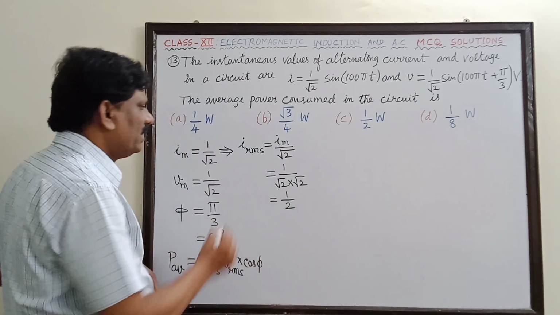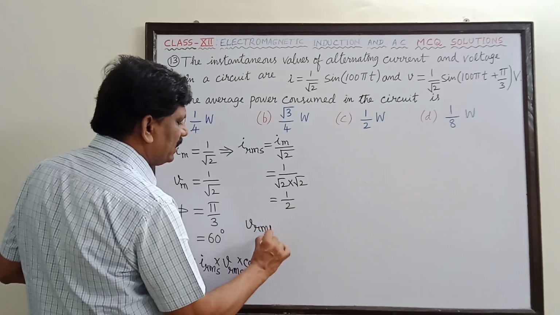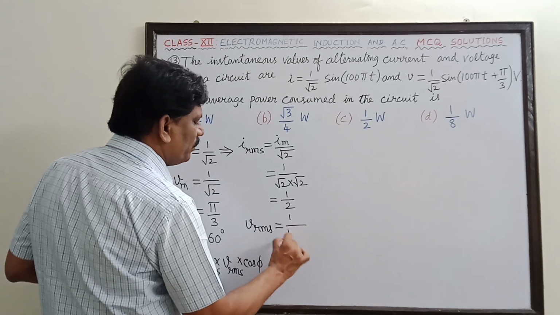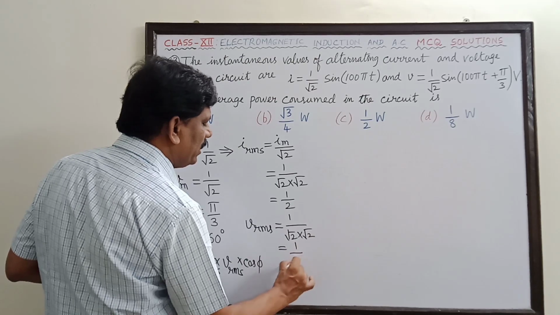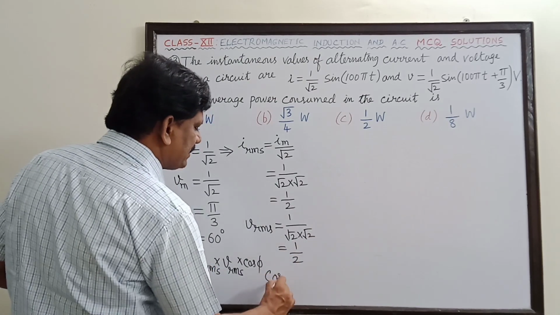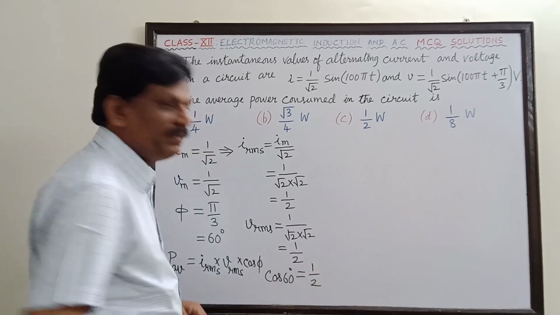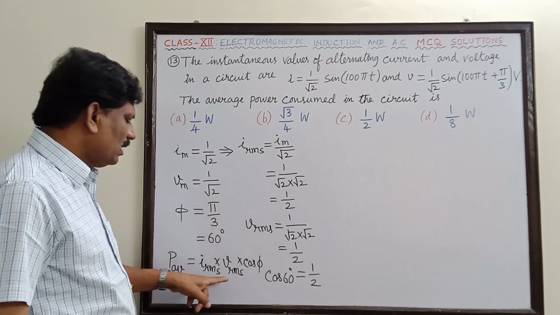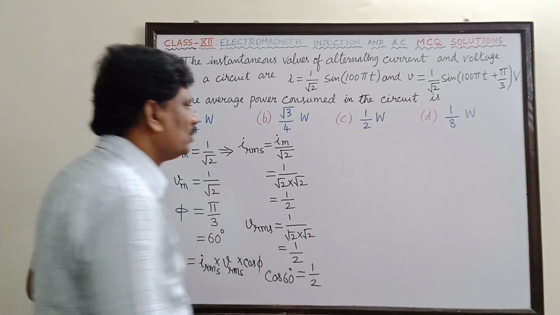In the same way, now what is V RMS? V RMS also is equal to 1 divided by root 2, into root 2... so this also is equal to 1 by 2. Then what is cos 60? Cos 60 is also equal to 1 by 2. Understand? So I RMS is 1 by 2, V RMS also is 1 by 2, cos phi also is 1 by 2.